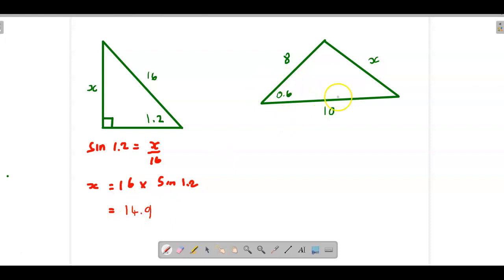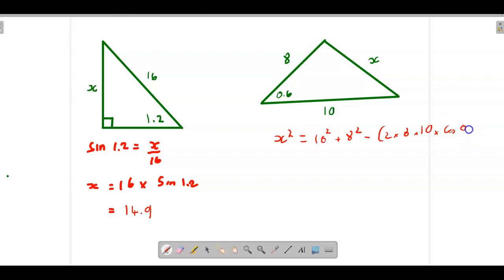Now that also works in non-right angled triangles. So here I have 1, 2, 3 sides and an angle. So I'm going to use the cosine rule. Now the cosine rule states that x squared equals either side around the angle squared. So 10 squared and 8 squared. And then I take away 2 times 8 times 10 times cosine of this angle.